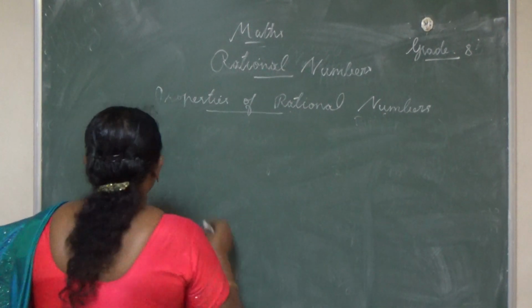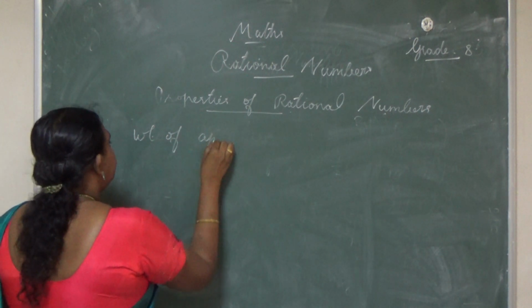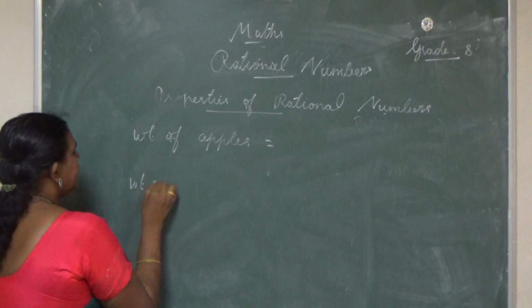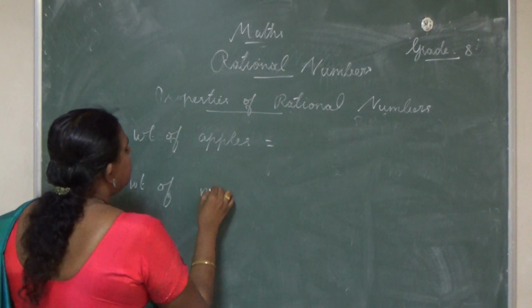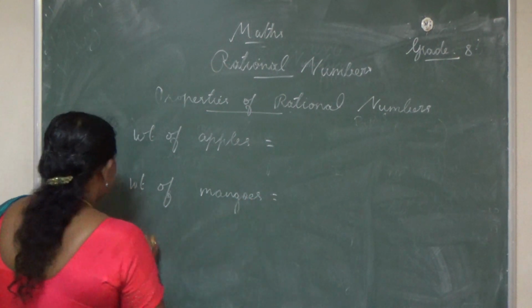Okay. So a basket contains apples. Weight of apples is equal to, what are things the basket contains? Apples, mangoes, oranges.